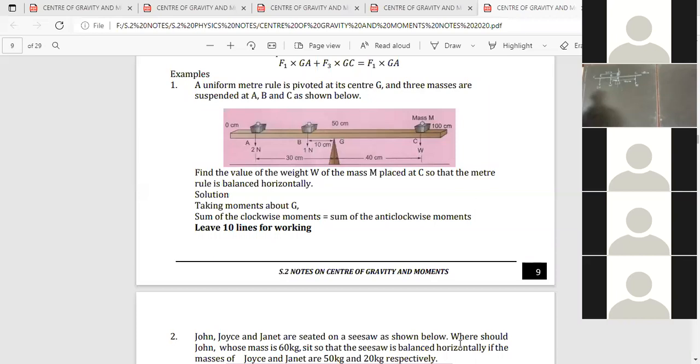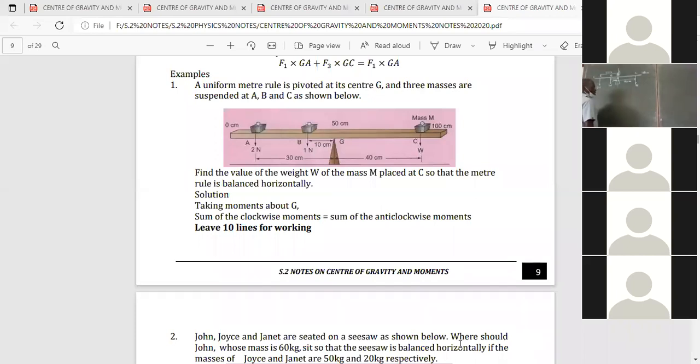Teacher, the weight of that. We mentioned it even in the previous lesson, every time they mention a uniform body in the question. Weight of the meter ruler. Thank you so much. That's the weight of the meter ruler. The weight of the meter ruler acts at the center of gravity, or the middle of the meter ruler, because it is uniform. Are we together?